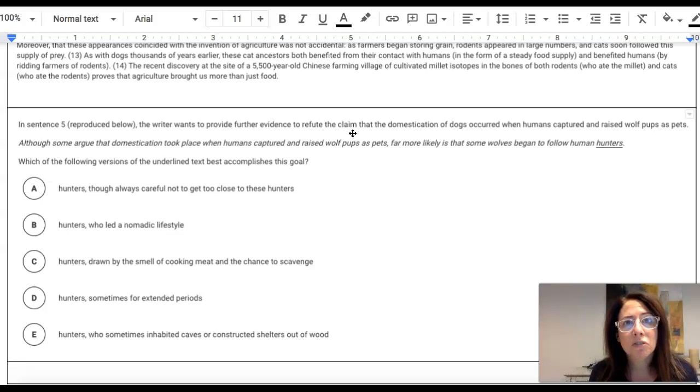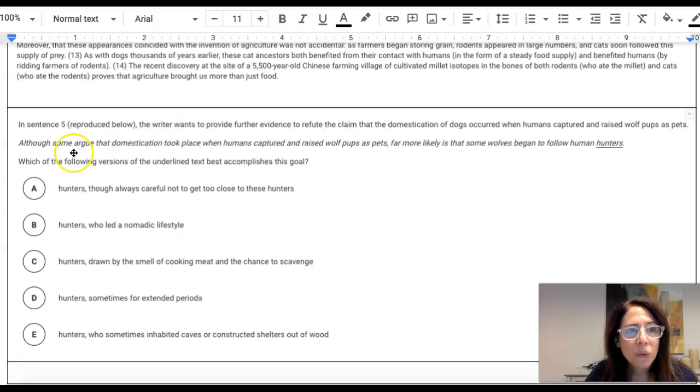Okay, we need to be very familiar with this task. They'll ask us this a lot. Refute the claim. We want to go against the claim. So what is the claim? They are going to give us that. The claim is the domestication of dogs occurred when humans captured and raised wolves. Okay, wolves, that is the claim. So I know nothing about that topic, and that's okay. Don't freak out. You are thinking about reading like a writer, so you don't need to know the topic. You need to know how you can best support this claim, what language best supports the claim.